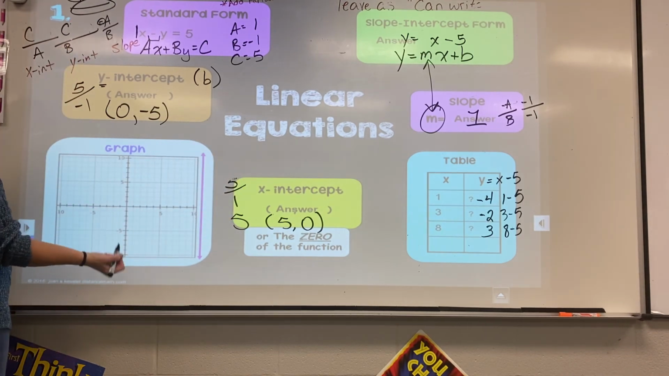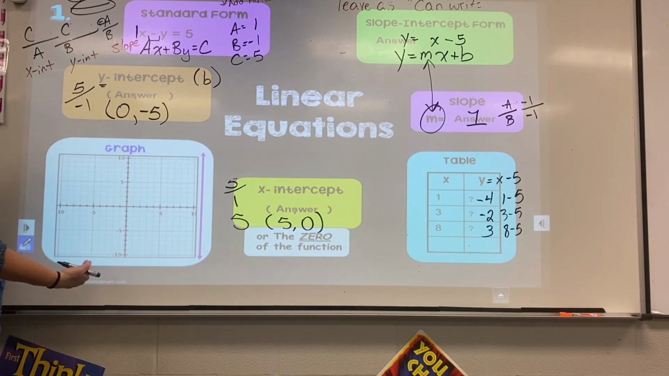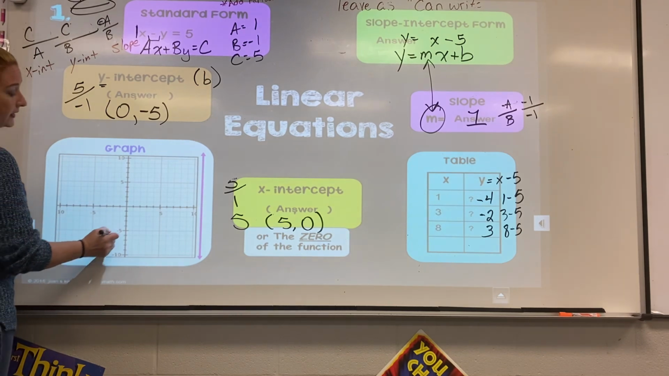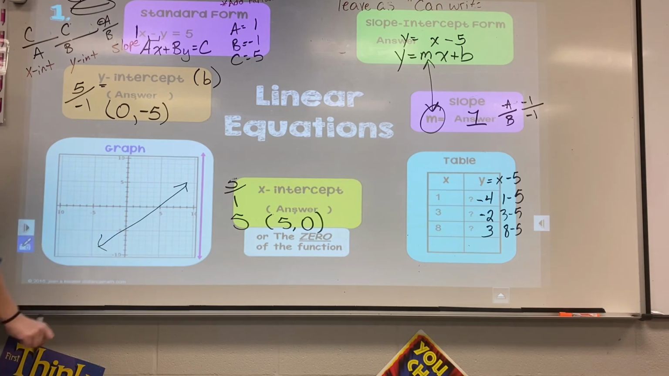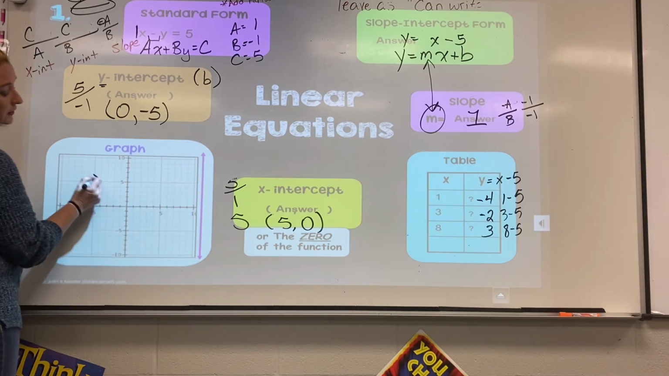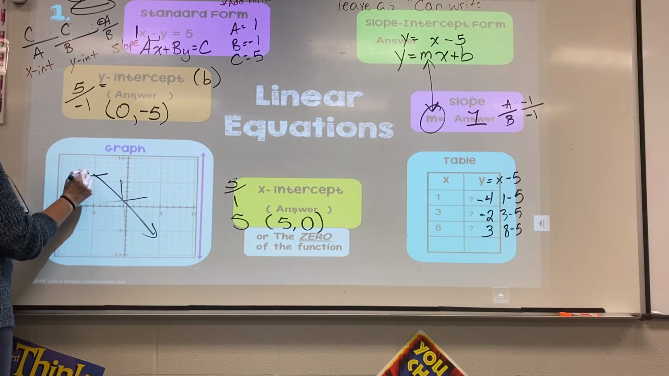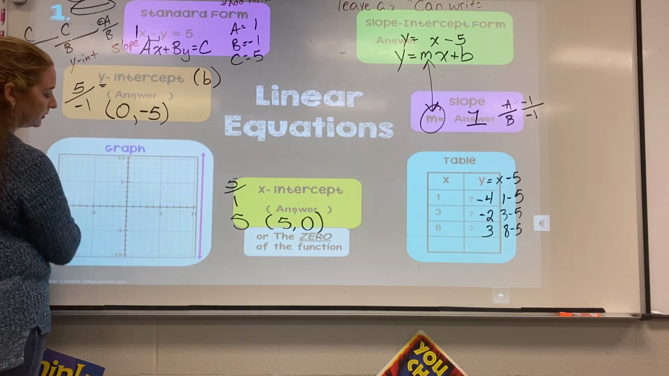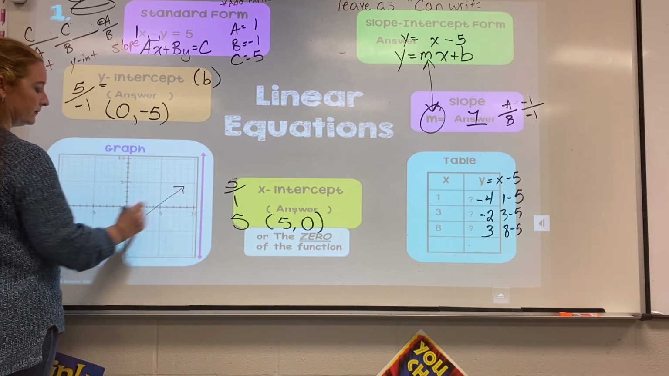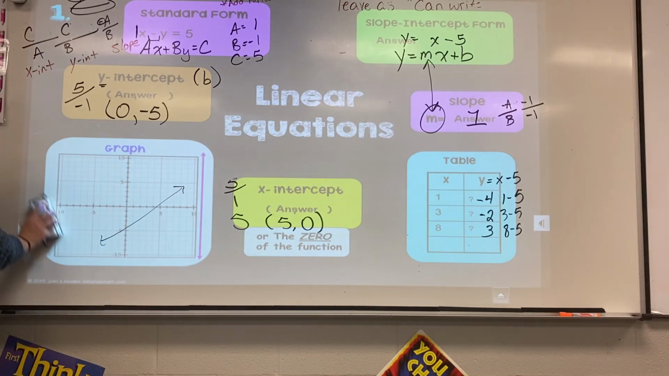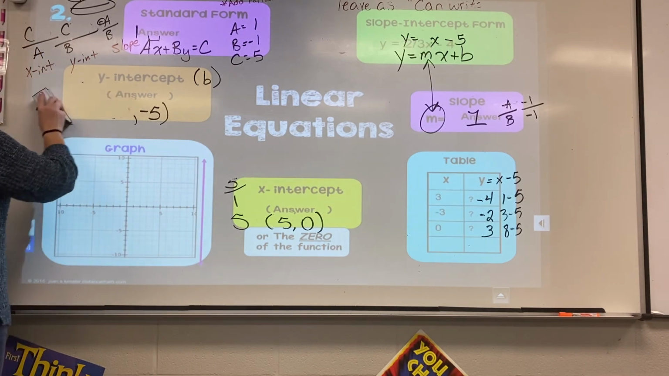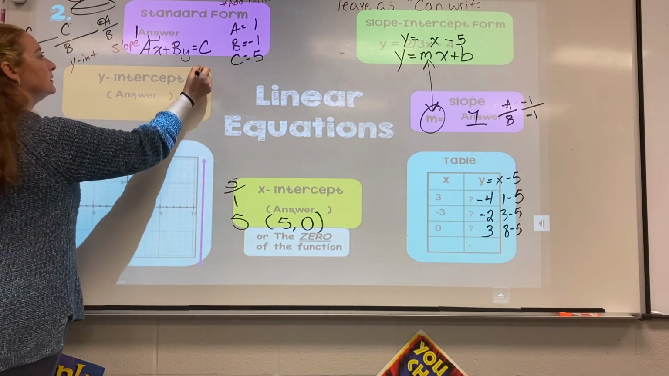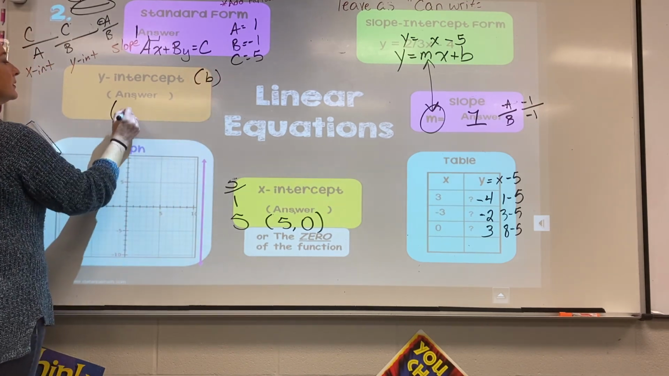Now, I'm not going to be grading on real accuracy on the graph, but if it at least looks like you made an effort at getting it in the right spot, otherwise it's not going to be correct. Okay? It definitely should not have a negative slope. That's not correct because my slope is positive. So your line needs to be going up. Okay? So now look at the second problem.